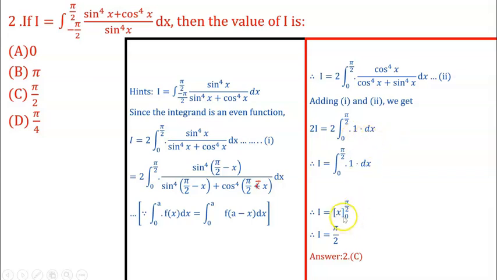And what is the integral of 1? That is x. Again, the upper limit is pi by 2, lower limit is 0. If we substitute pi by 2 minus 0, then I is equal to pi by 2. And hence option C is correct here.